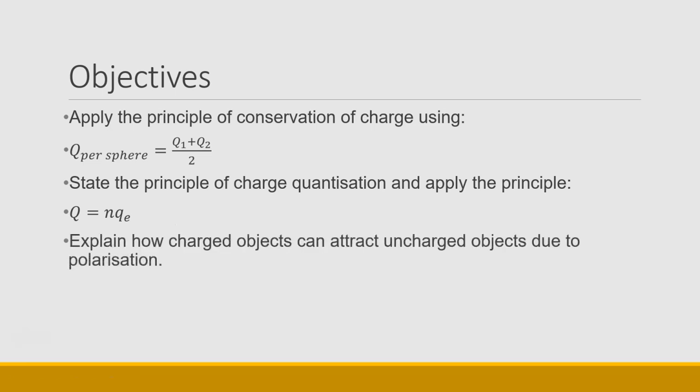And lastly, we are going to understand the process of polarization, which will explain to us how charged objects can also attract uncharged objects. So remember that opposite charges attract and like charges repel. But if we have a charged and an uncharged object, they also attract due to the process of polarization.